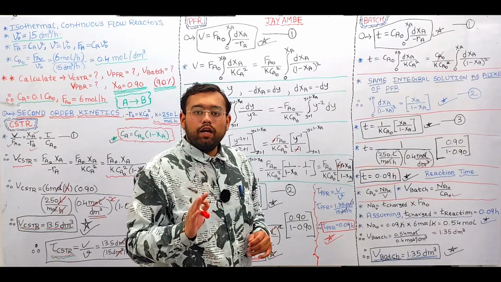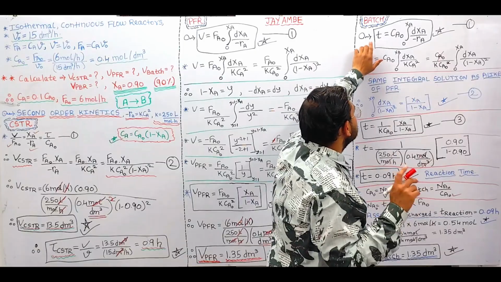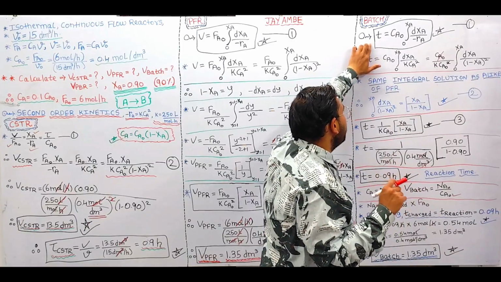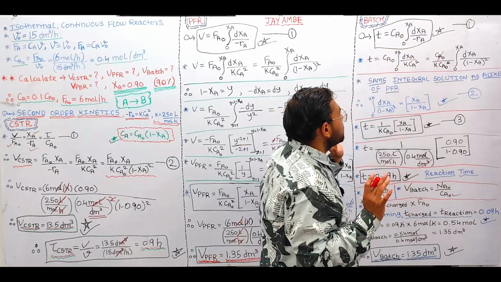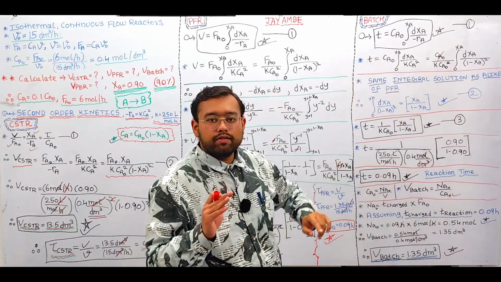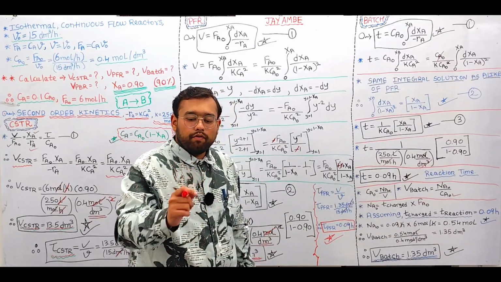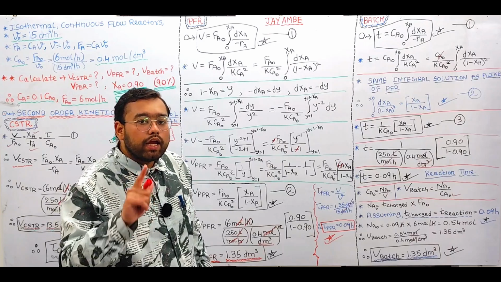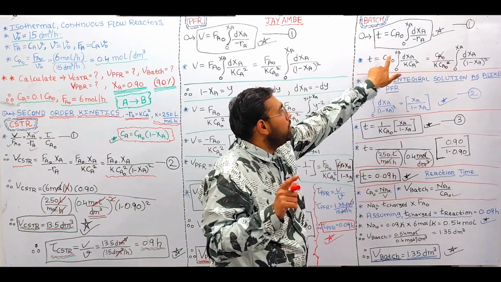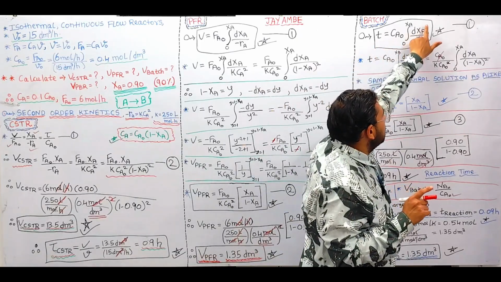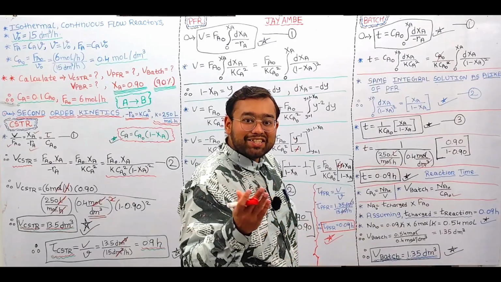The first step is to write the performance equation of the batch reactor, which is T is equal to Ca naught times the integration from 0 to Xa of dXa upon minus Ra. So equation 1 represents the performance equation of the batch reactor. By using this fundamental concept, we can calculate the required reaction time in order to achieve the desired conversion by using the batch reactor. So let's calculate.